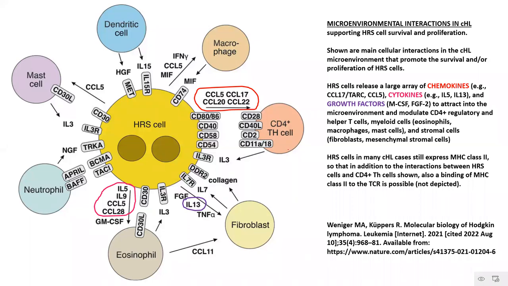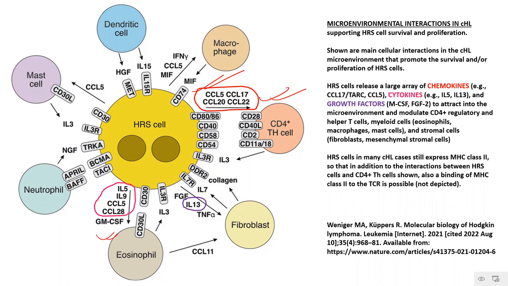Now, if we see the histology of the mixed cellularity type of classical Hodgkin lymphoma, we see basically that the Hodgkin cell is kind of having a party. It's inviting lots of other inflammatory cells into the picture, right? And why does this happen? This is because the Hodgkin-Reed-Sternberg cell produces a lot of chemokines like CCL5, CCL17, CCL22, which in turn brings a lot of T helper cells along with eosinophils into the picture.